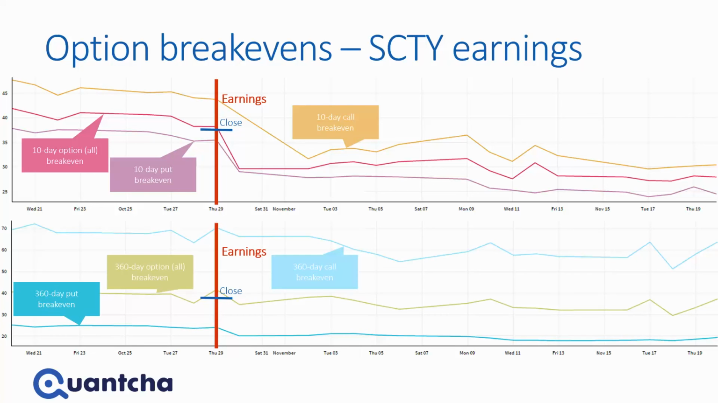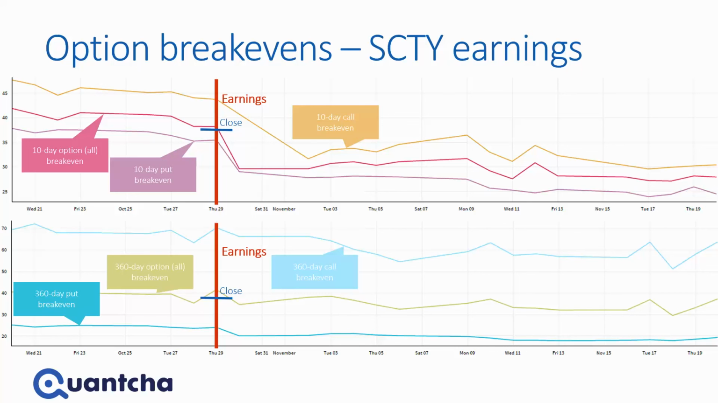Now, if we dug in and took a look at the 360-day break-evens with the put, all, and call break-evens respectively, you'll notice that the distance is a little bit different now. The close is still obviously that same $38 mark, but the distance between the all break-even and the calls versus the puts is a little bit more centered now. So you can see there's a little bit more expectation over the long run, or at least the pressure between the calls and the puts is a little more even here, as opposed to the short-term 10-day one that was driven heavily by earnings.